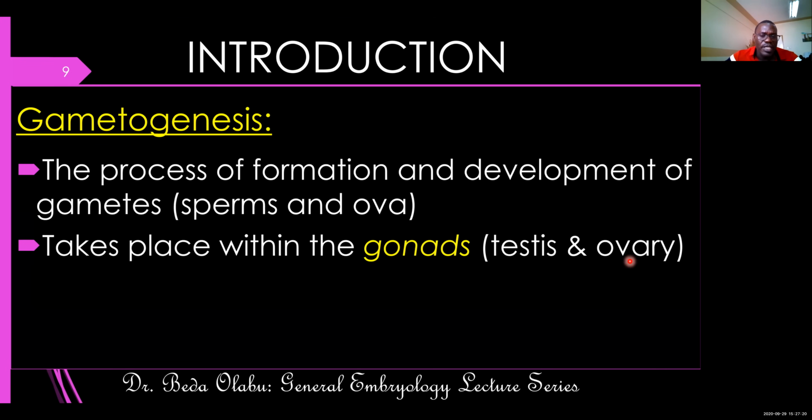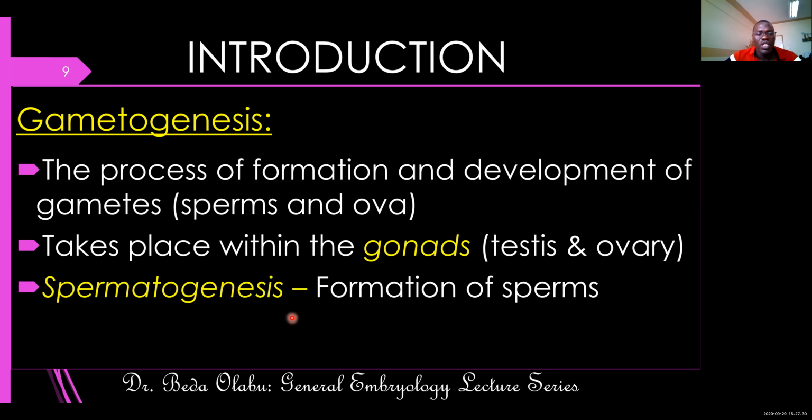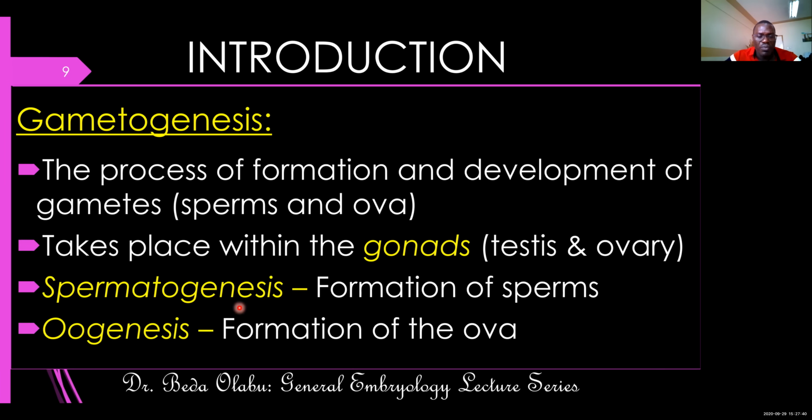So don't call things like uterus and penis gonads. The testis is the male gonad, the ovary is the female gonad. The process of forming sperms, which takes place in the testis, is what we call spermatogenesis. The process of forming the ovum, which takes place in the ovary, is known as oogenesis.